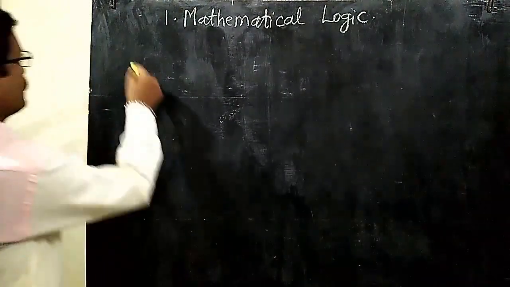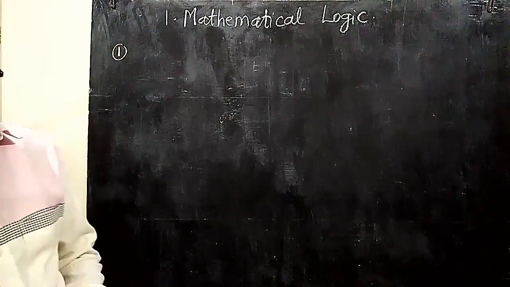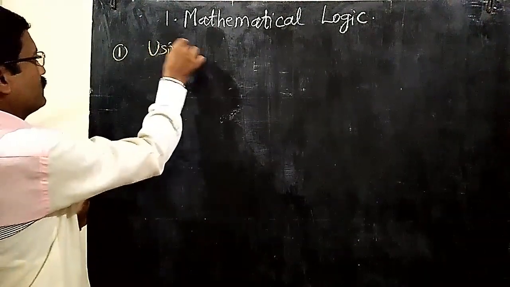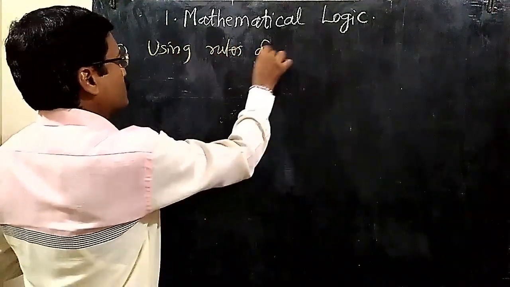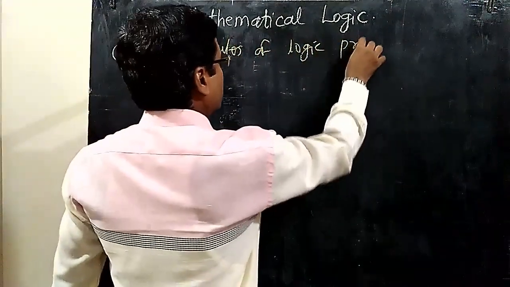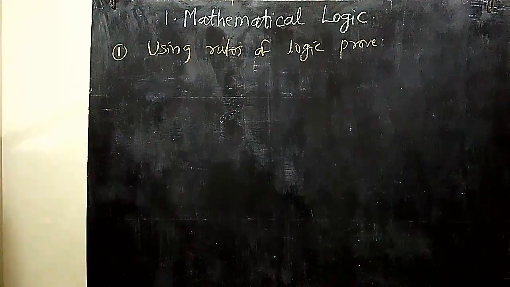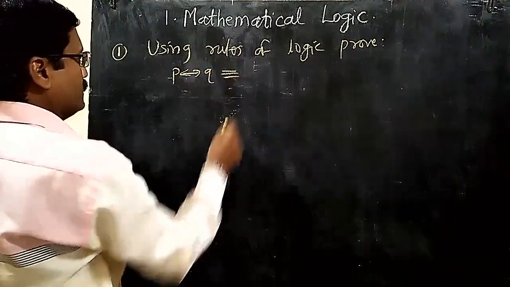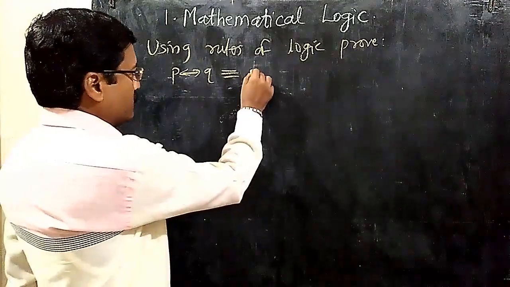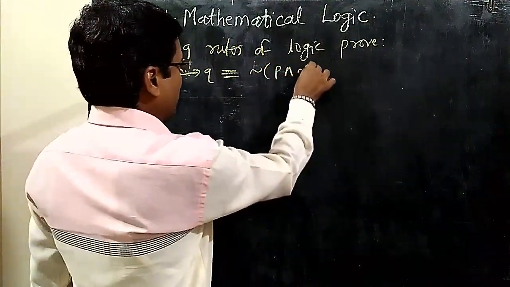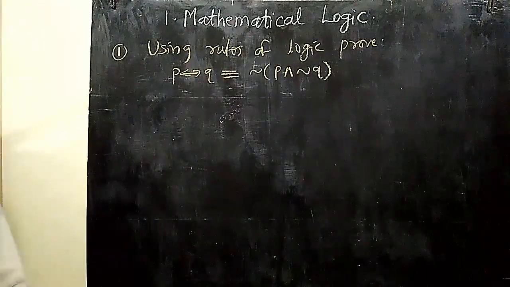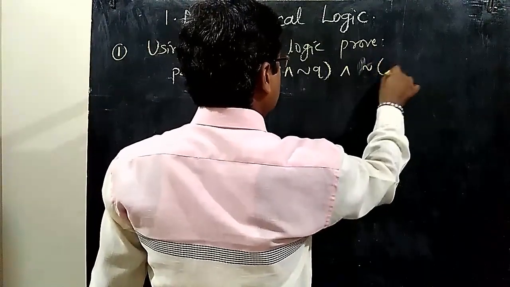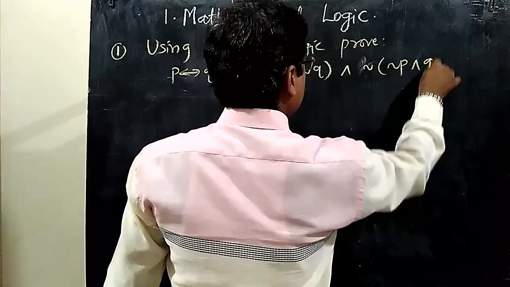Let us start with the first type of example, that is using rules of logic, to prove that P biconditional Q is equivalent to negation of P and negation Q, and negation of negation P and Q.